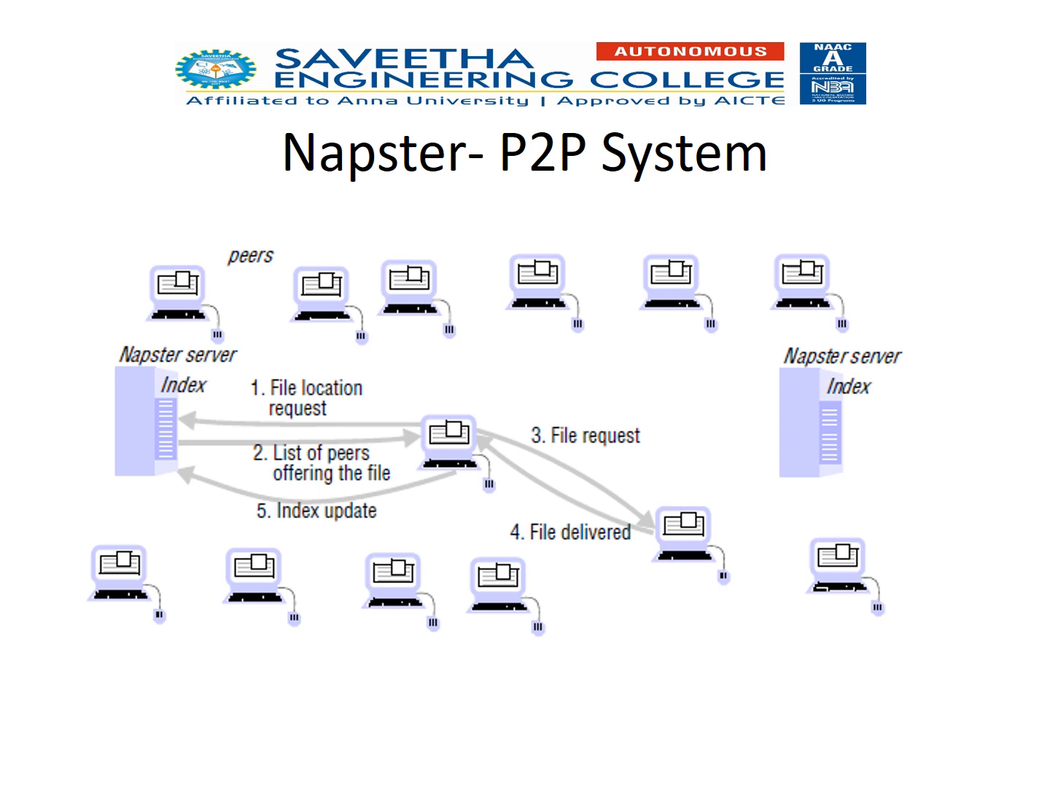In this diagram, the node sends a file location request to the index server. The index server gives a list of peers offering the file. So the requesting client sends the file request to the corresponding node which is near to the client. Now the file is delivered. Finally, the index is updated in the server. So it only gives the index of locations, not the original file.